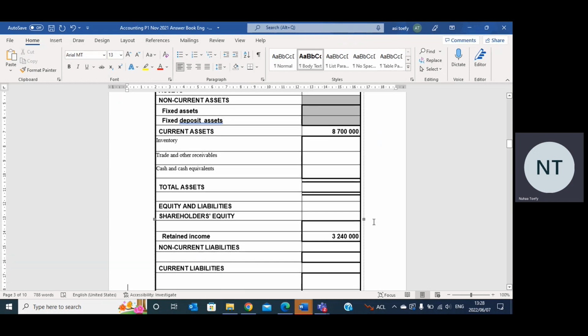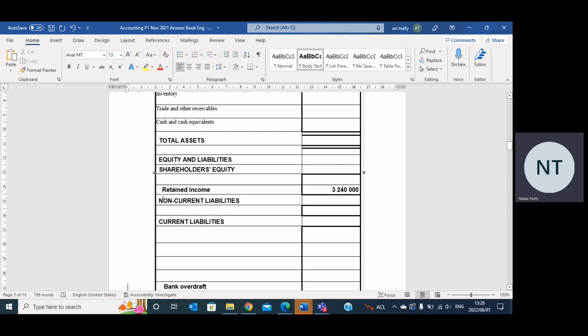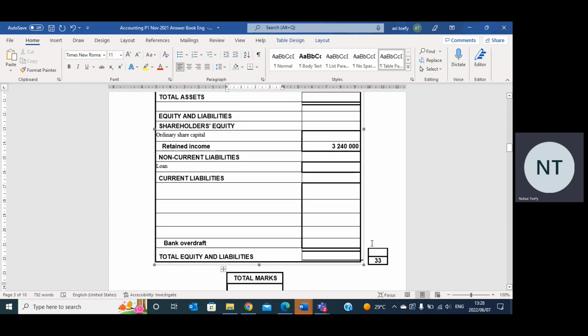Then we move down and we have our shareholders' equity. We have retained income, but something's missing on top, and that is your ordinary share capital. Please go through your format. Under non-current liabilities, the one missing is your loan. I'm going to go further down under current liabilities and check what is missing. The most obvious one is trade and other payables. That is the opposite of on top. Trade and other receivables goes on top and payables goes at the bottom.